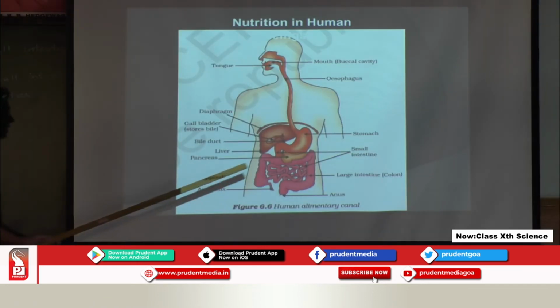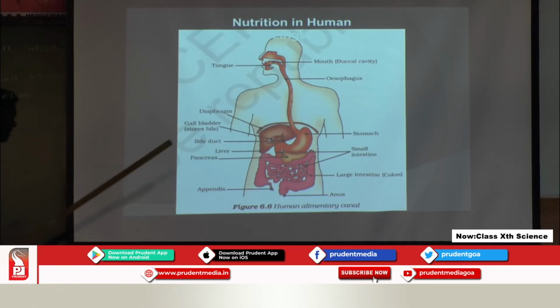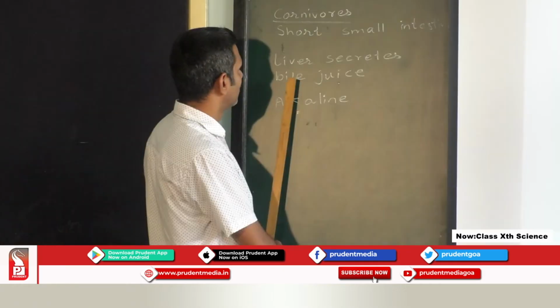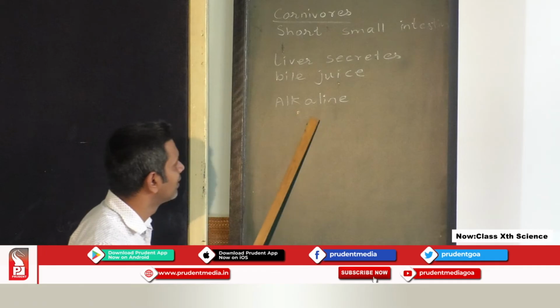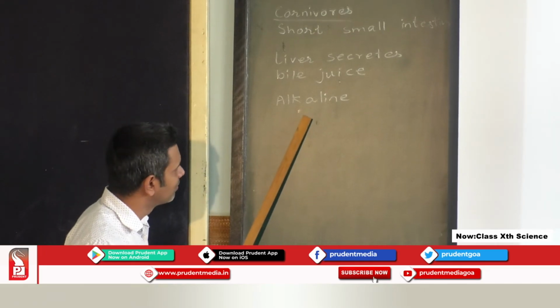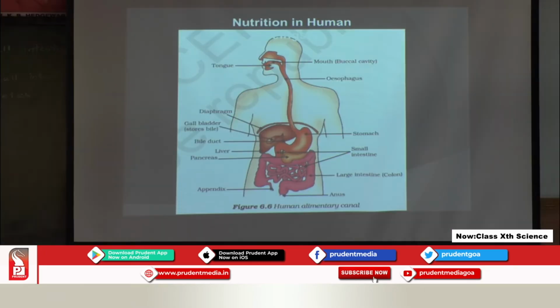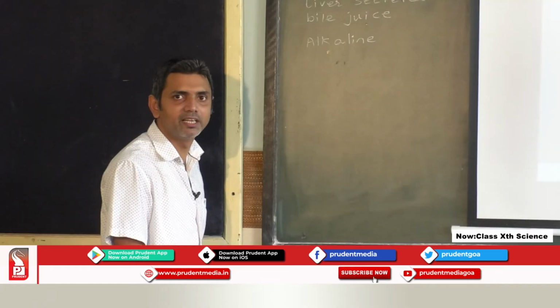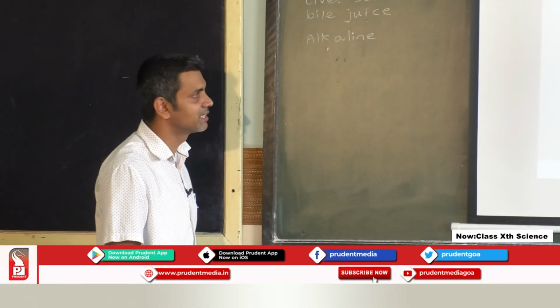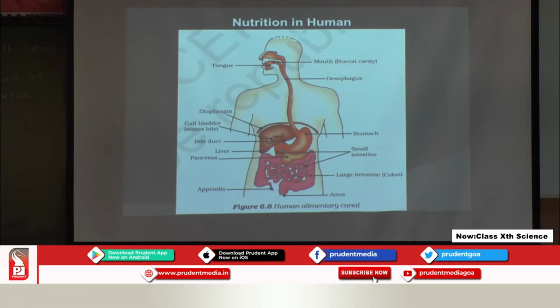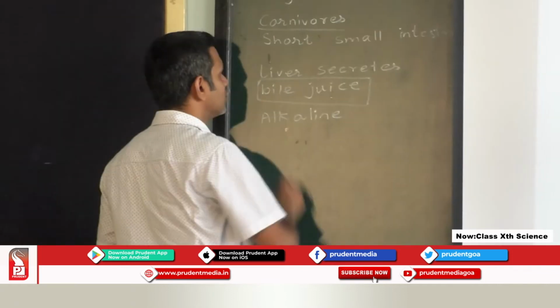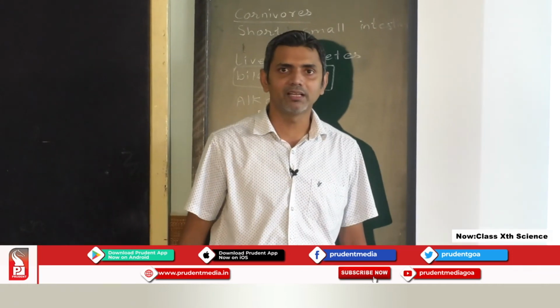I said just now that bile juice makes the medium alkaline, and once this medium is made alkaline, those enzymes can act. The enzymes present in pancreatic juice, which is secreted by the pancreas, can act properly. So, let us understand the function of bile juice. Bile juice makes the medium alkaline.